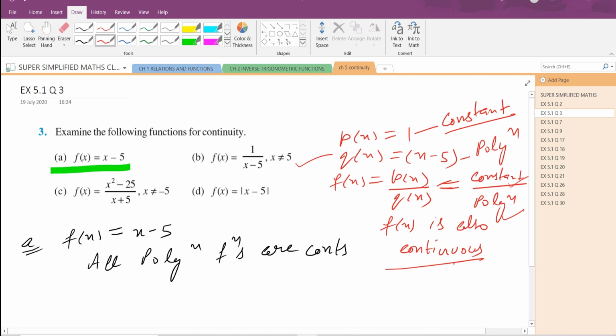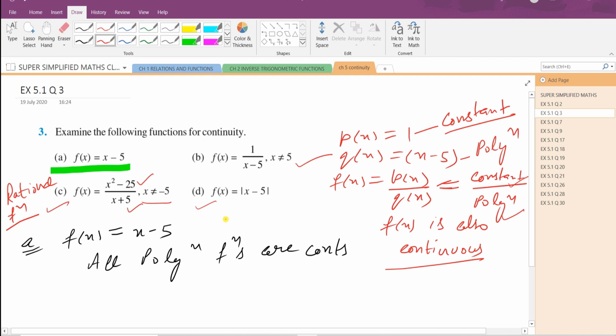Now move to part C. Now in this part you can see that the numerator is also a polynomial function and the denominator is also a polynomial function. What do we call such functions? Such functions are called rational functions. So this f(x) in part C is a rational function. So it is going to be continuous at all points of its domain. x cannot be equal to minus 5 because at x equal to minus 5 this function is not defined, and hence the point minus 5 is not in its domain. Therefore f(x), being a rational function, is continuous at all points of its domain.